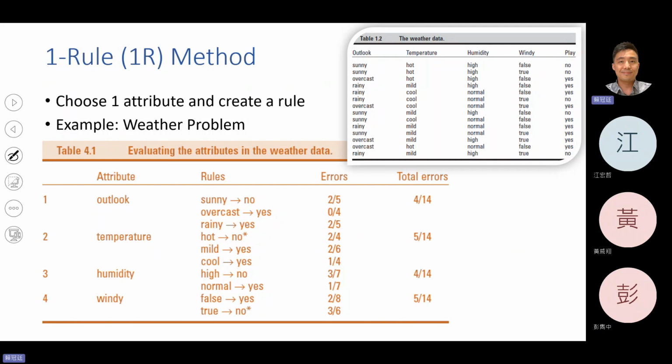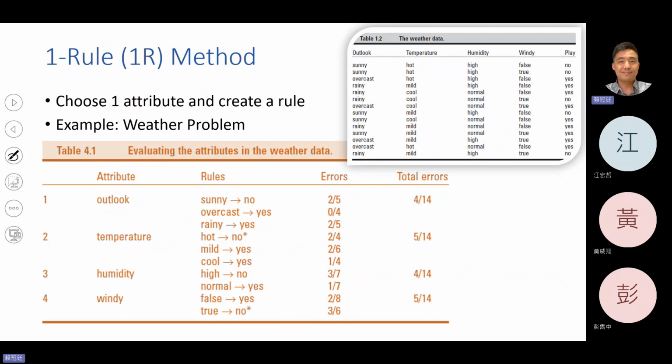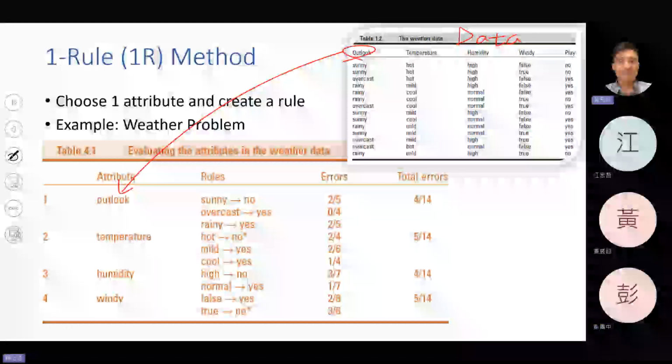Okay, so there's a first learning rule, the one rule, or 1R method, a simple method to create a model. It means we choose one attribute and create a rule, just one attribute. I put the original data set here, and we choose an attribute, Outlook, right? And then we make statistics.